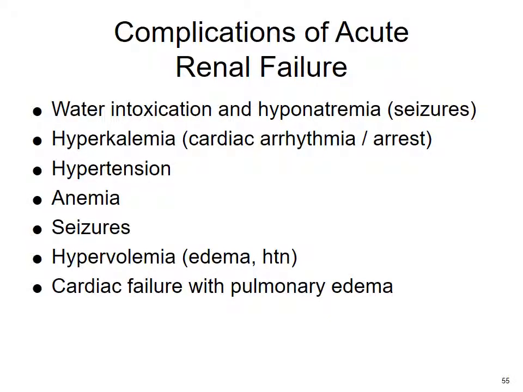Complications of acute renal failure include water intoxication and hyponatremia, which causes seizures, elevated potassium hyperkalemia, causing cardiac arrhythmia or cardiac arrest, hypertension, anemia, seizures, hypervolemia, so edema, hypertension, or cardiac failure from pulmonary edema.